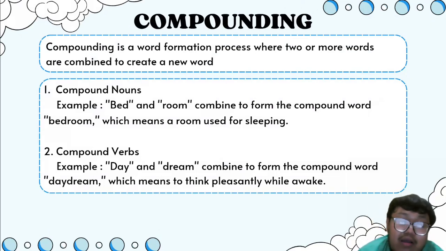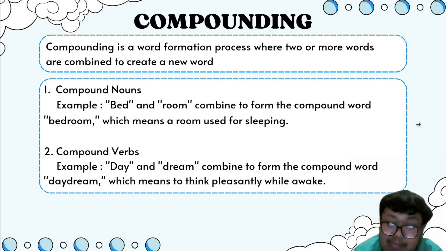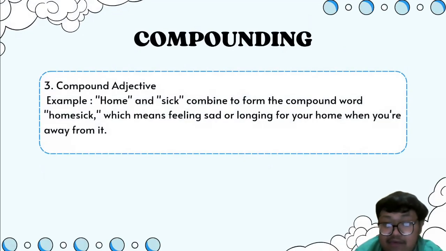The second one is compound verbs. The result of a compound verb is a verb. For example, day and dream combine to form the compound word daydream, which means to think pleasantly while awake. And the last one, we have compound adjectives. The result of a compound adjective is an adjective. For example, home and sick combine to form the compound word homesick, which means feeling sad or longing for your home when you're away from it.